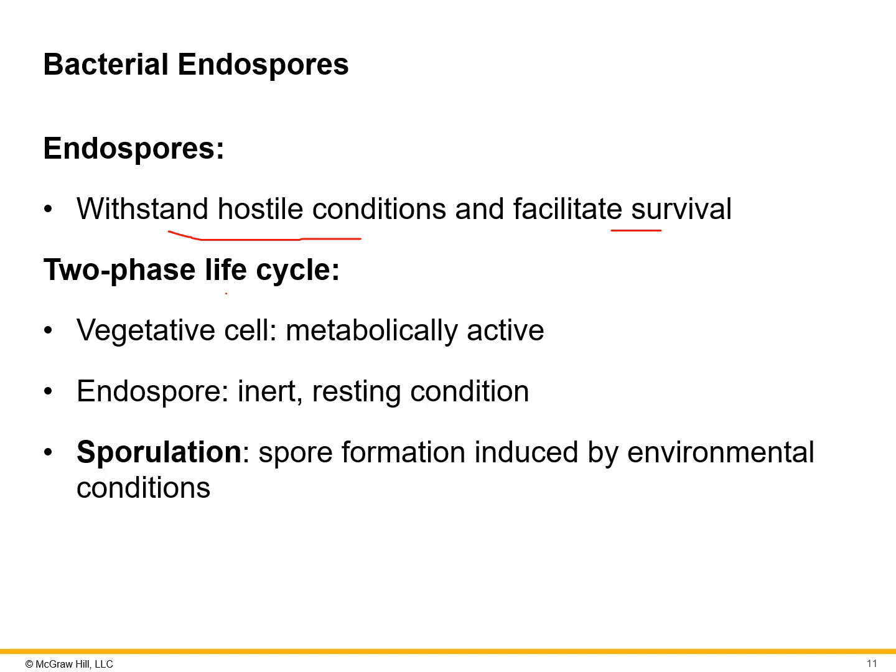So they have kind of a two-phase life cycle. The vegetative, that's when it's metabolically active, and then the endospore is that resting state. So again, it's not going through replication. It's not doing respiration or fermentation. It's just a dormant state. And that process of going from the active vegetative form to the endospore is called sporulation. So it's the process of forming a spore. It's not a reproductive method. It's just a way to become dormant when things are hostile.